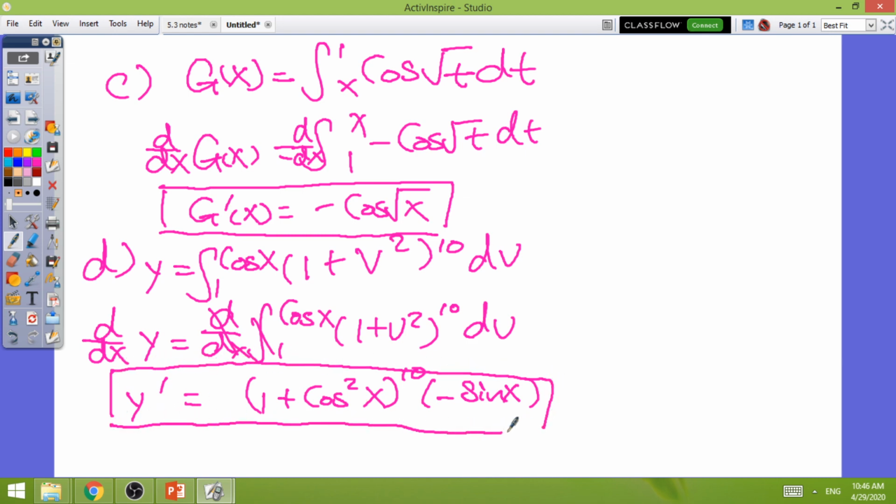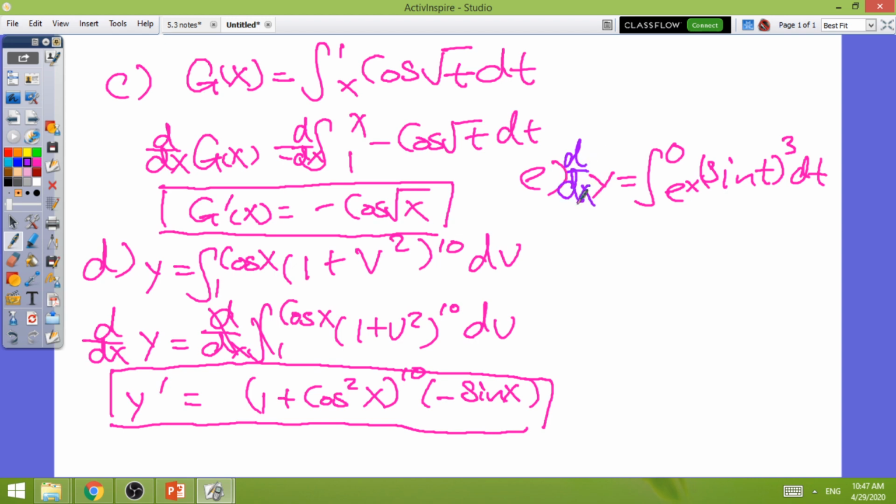And now let's see what else we have for the rest of this. For E, we do have y equals the integral from the constant 0 to e to the power of x, of sine of t to the power of 3, or sine cubed t, dt. Again, taking the derivative of both sides, instead of rewriting it, let me just put in d over dx like this. So we got y prime.